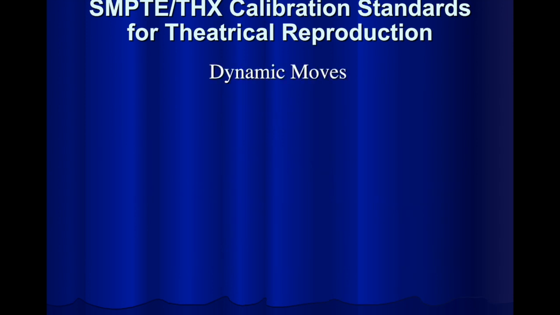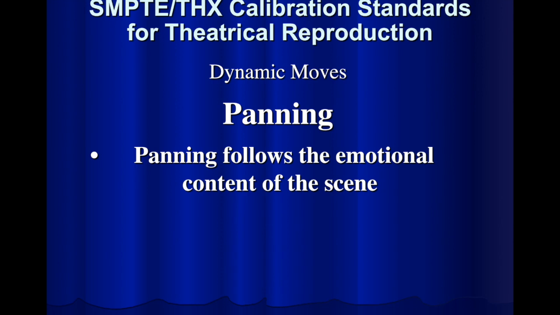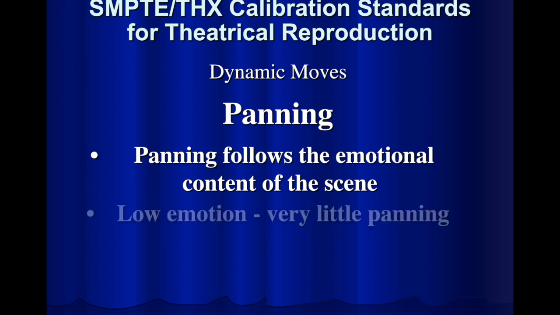All right, another dynamic move is going to be panning. And with panning follows the emotional content of the scene. So people will follow panning. When Atmos first came out, it was reported that people were actually wrenching their necks and looking back when things were flying over the top of them. But the emotional content of the scene means that if you have a very low-key scene, you can't get away with much panning.